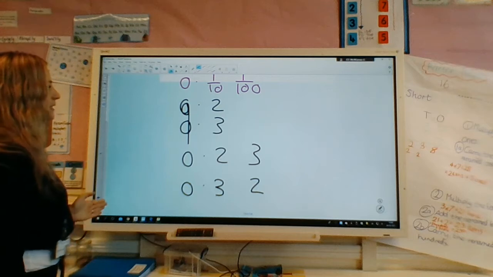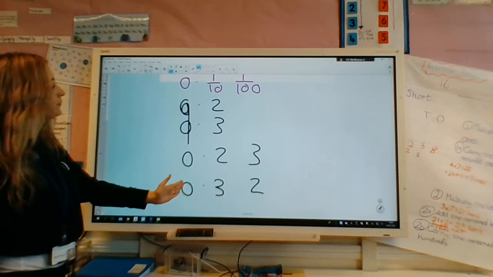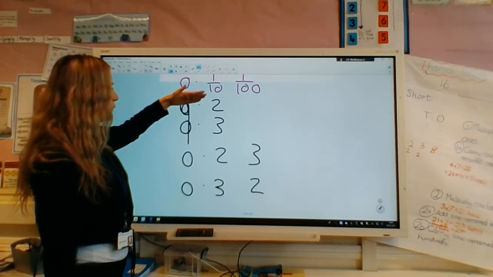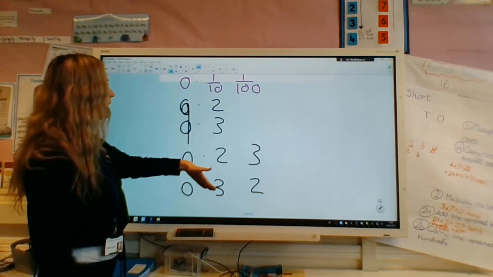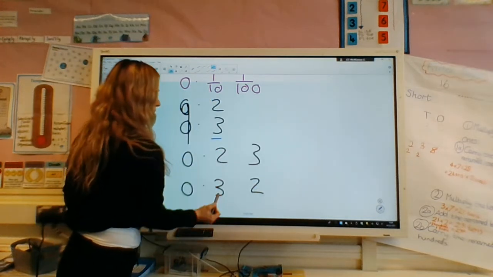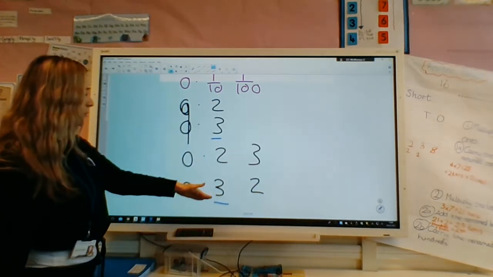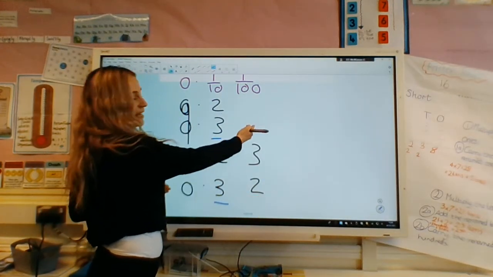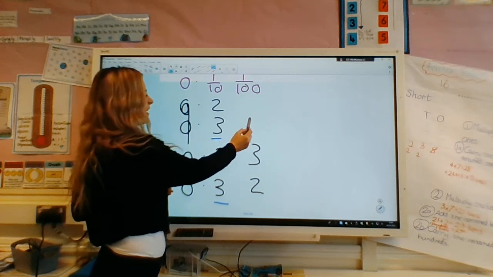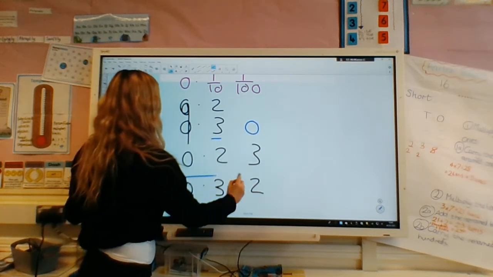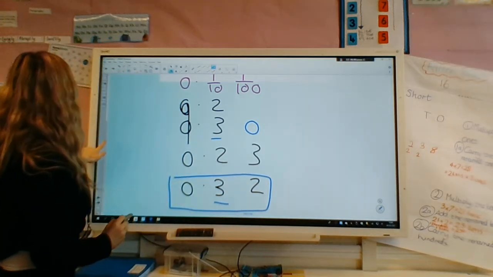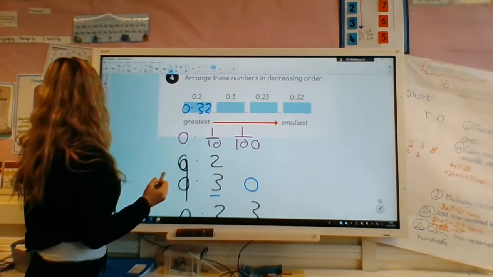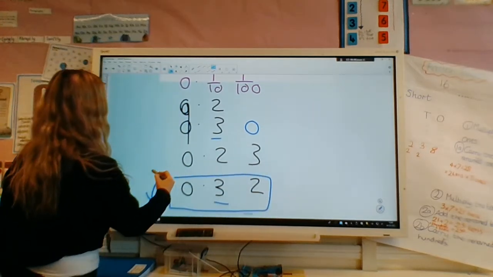So remember, this time we're starting at the biggest and ending in the smallest. So I'm looking for the biggest number. All of them are 0, so they're all equal there. And then we've got the tenths. We've got a 2, a 3, a 2, and a 3. Well, the biggest numbers here are the 3 and the 3. So these are equal at this point. Then I need to move into the hundredths. Well, this has got 2 hundredths, and this hasn't got any hundredths. So in effect, actually, that's a 0 there. So the biggest number is 0.32. And then again, tick that off so we've done it.